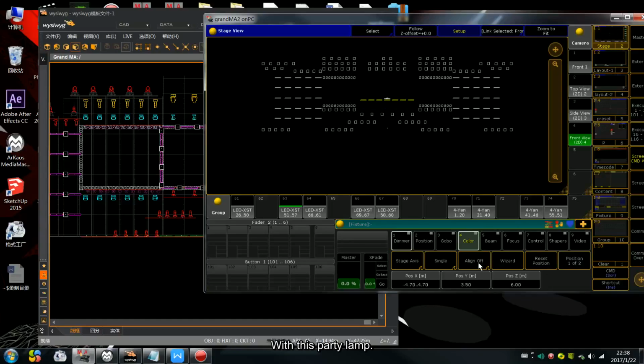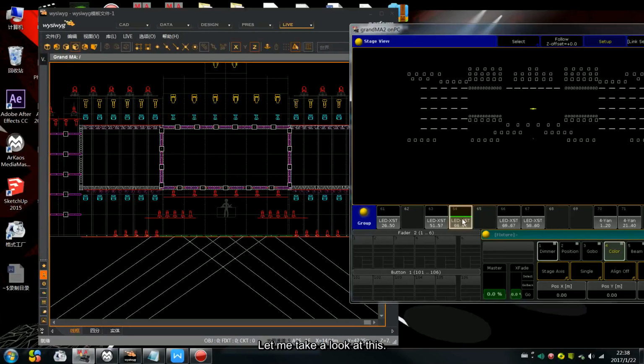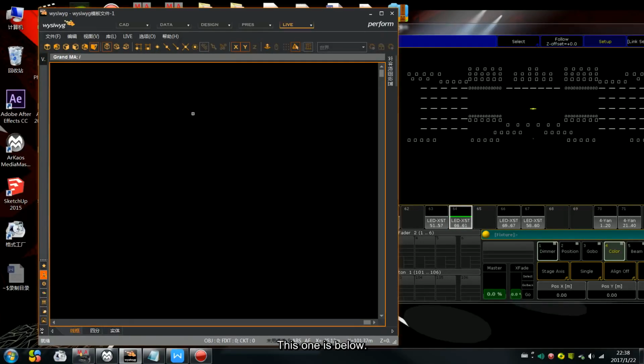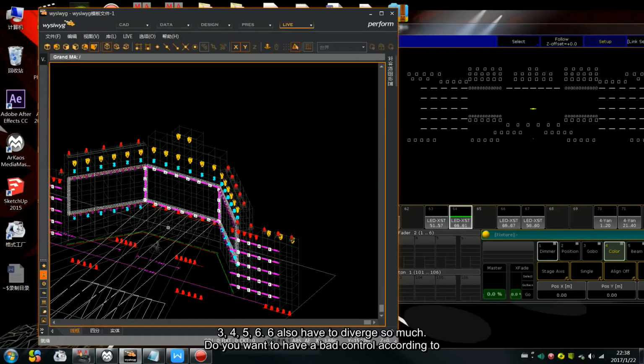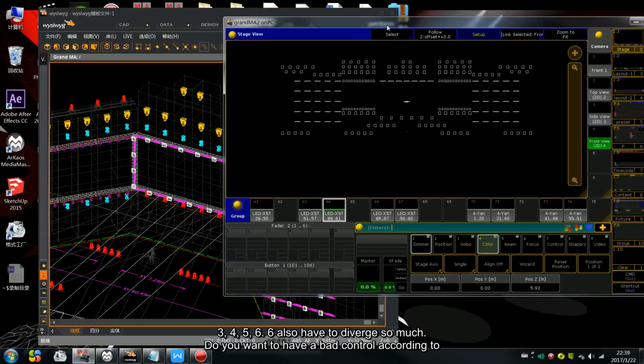This one is above with this party lamp, the same height, 10 meters. Select group 2. The second group should be this. Let me take a look at this. This one is below. 1, 2, 3, 4, 5, 6. 6 also have to diverge so much. Do you want to have a bad control according to divergence?